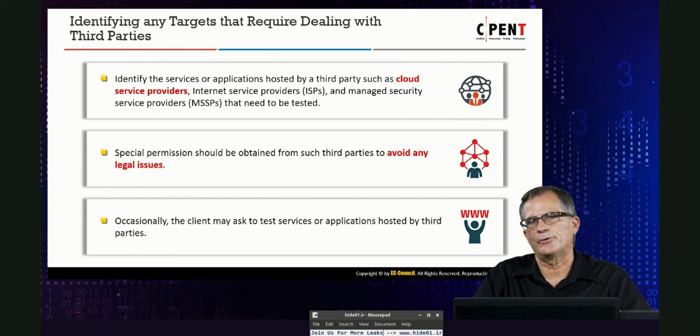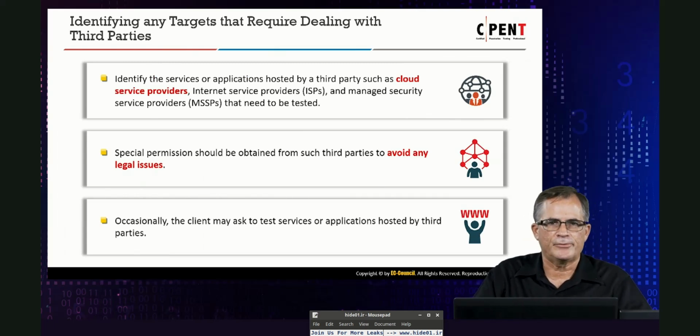Then we're going to look at any third parties, as we said. If it's a cloud service provider, managed security providers, those types of things, we have to make sure that we have that permission. And if we're testing any third party, make sure that we vetted it through a legal department or legal guidance, so everybody knows we're coming and knows the limitations or restrictions that we have to operate within. Failure to do that can get you into trouble.